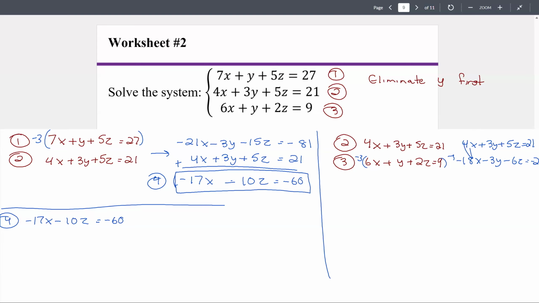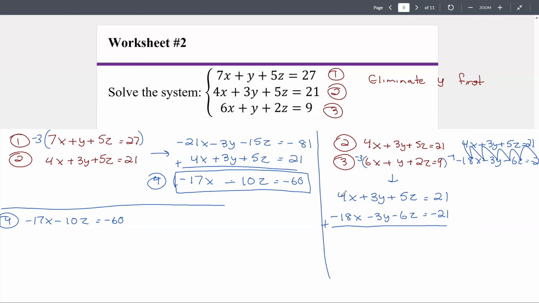Actually, let me write this all down here, just because I'm running out of room. 4x. That's the worst part about this, it's just the space it takes to write these problems. Negative 18x minus 3y minus 6z equals negative 27. Okay.